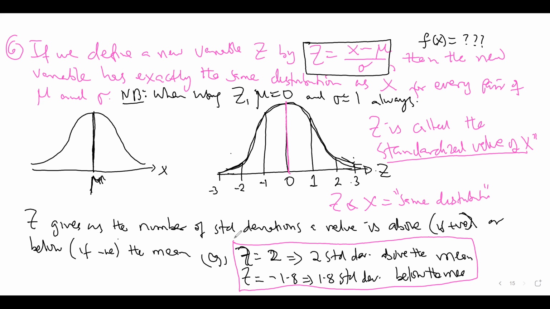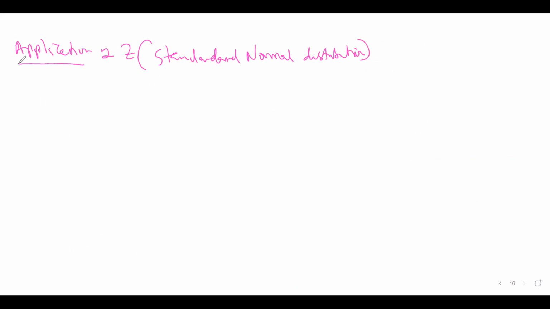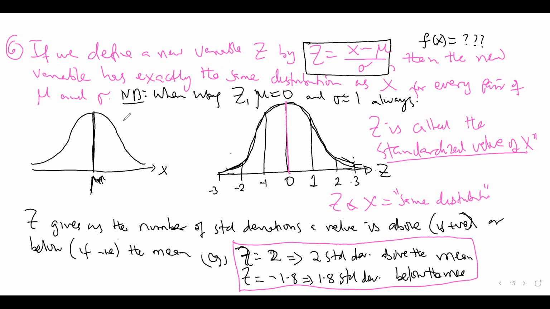So this is how we apply z, application of z, which we call standard normal distribution. Standard normal distribution. So the distribution of z is known as the standard normal. So this one is just the normal distribution, the one that we've been discussing. But if you confine your mean to 0 and sigma to 1, this is now called the standard normal.